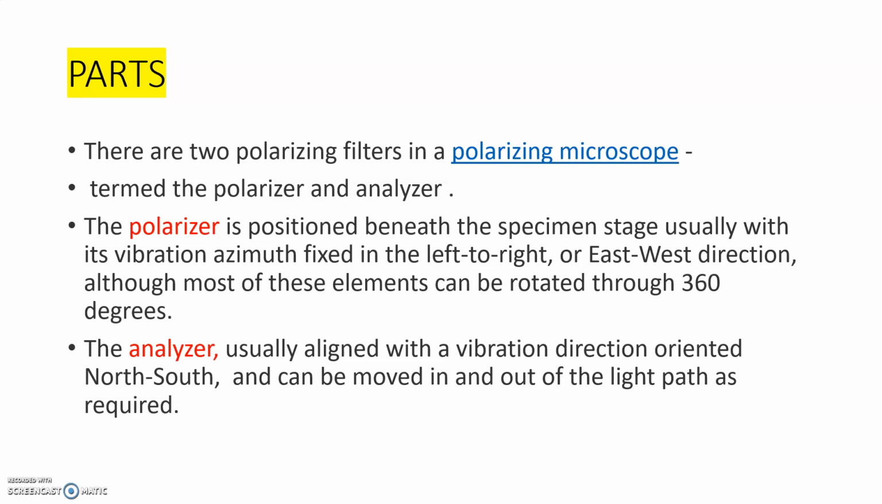Next is about the parts. This polarizing microscope has two polarizing filters, which are termed the polarizer and analyzer. The polarizer is positioned beneath the specimen stage, usually with its vibration azimuth fixed in the left to right or east-west direction, although most of these elements can be rotated through 360 degrees. The analyzer is usually aligned with a vibration direction oriented north-south, and it can move in and out of the light path as required.